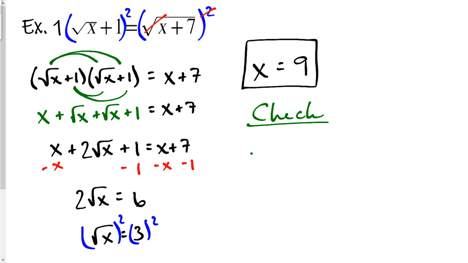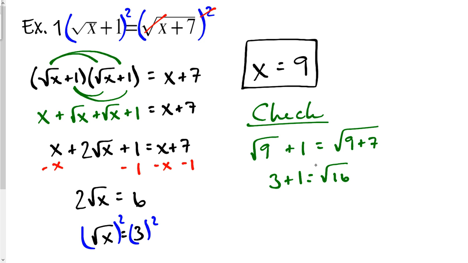So if I plug in 9, I'm really asking the question, is the square root of x, so in this case the square root of 9, plus 1 equal to the square root of 9 plus 7? Well, the square root of 9 is 3. So I'm asking, is 3 plus 1 the same thing as the square root of 16? Well, 3 plus 1 is 4. The square root of 16 is 4. So yes, it does work out.